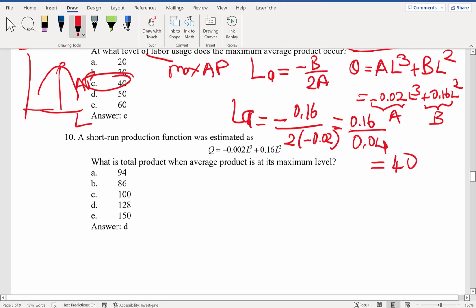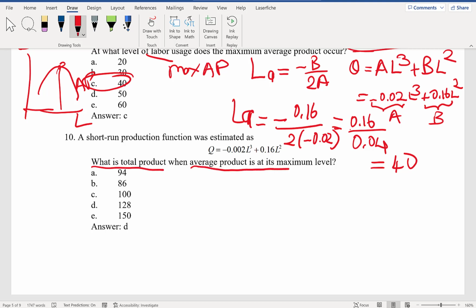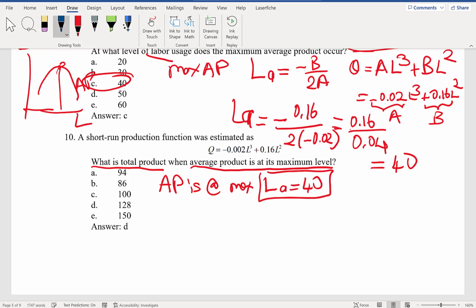Let's work on the next question. What's the total product when average product is at its maximum level? I only found that average product is at maximum when labor is 40 units. So in English, when I hire 40 people, average product is at its maximum. It's not asking me average product, it's asking me total product. What is total product, folks? Total product is nothing but this Q, the total level of output.